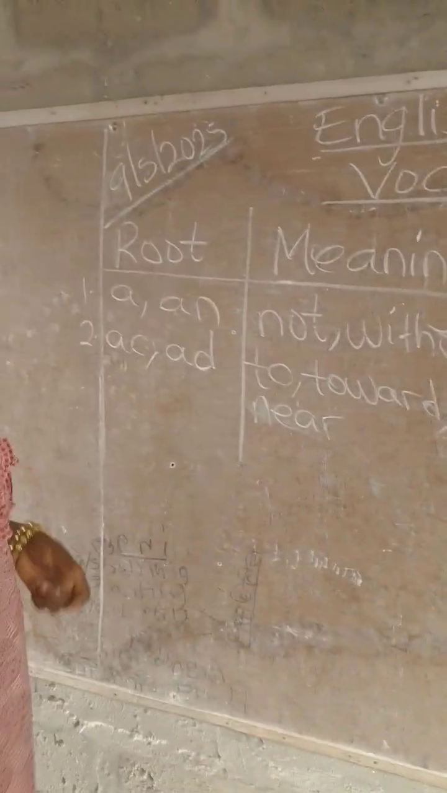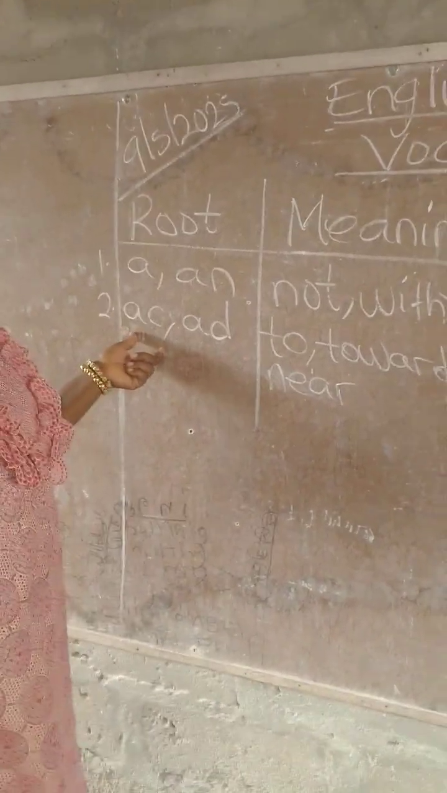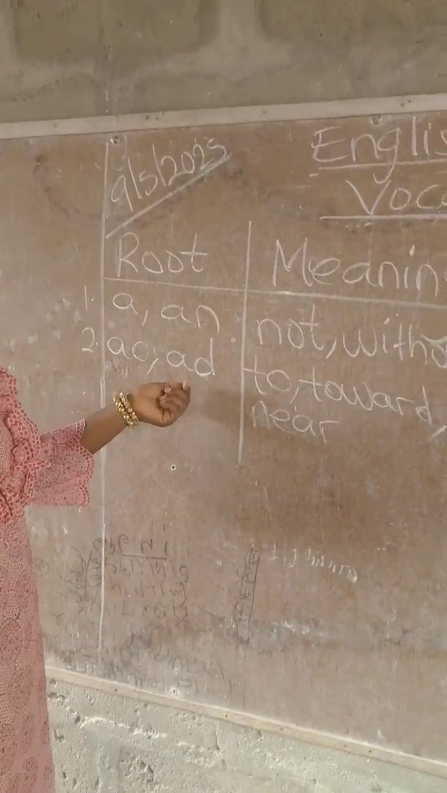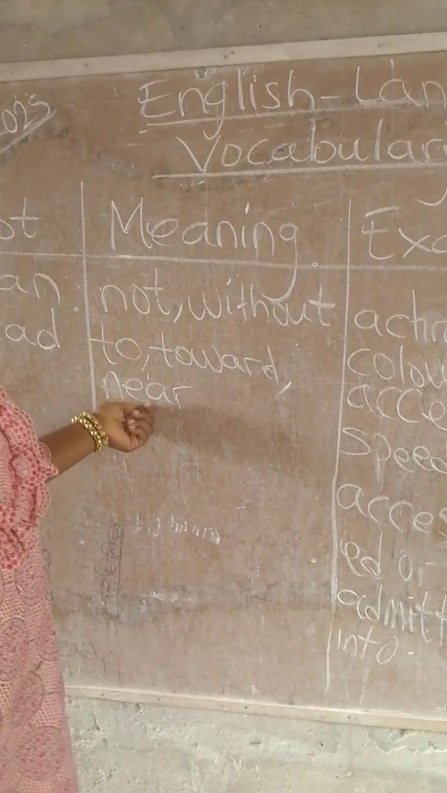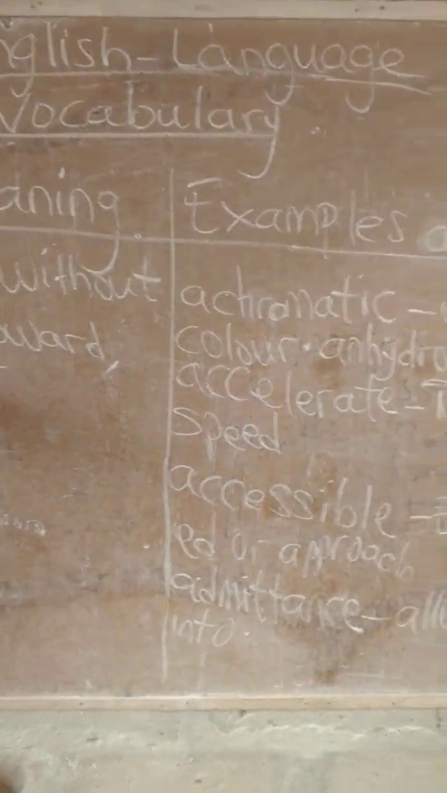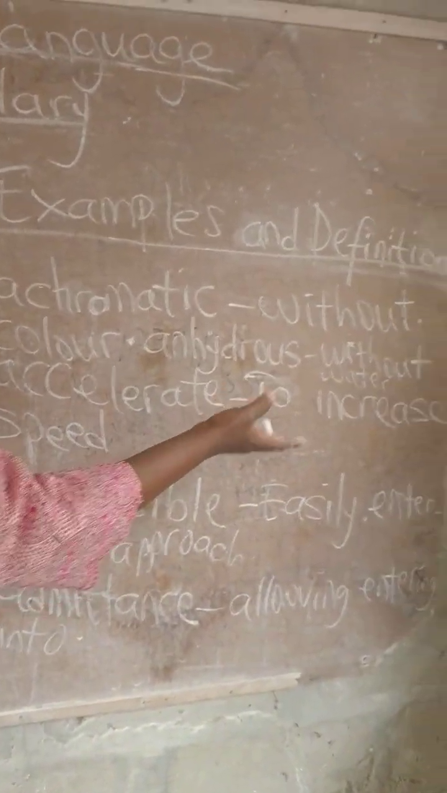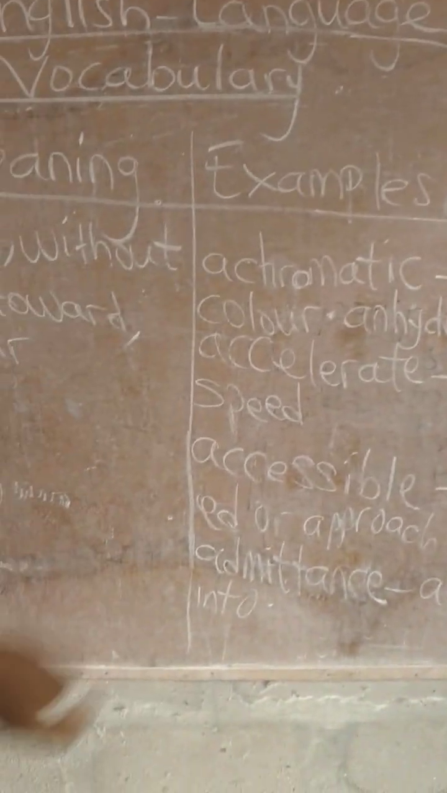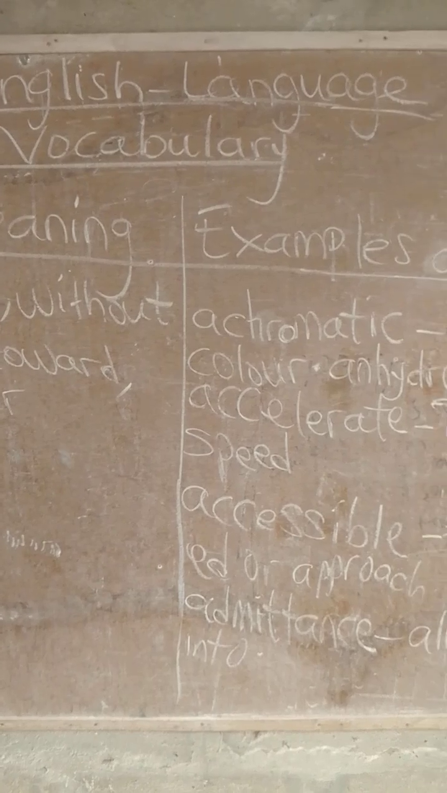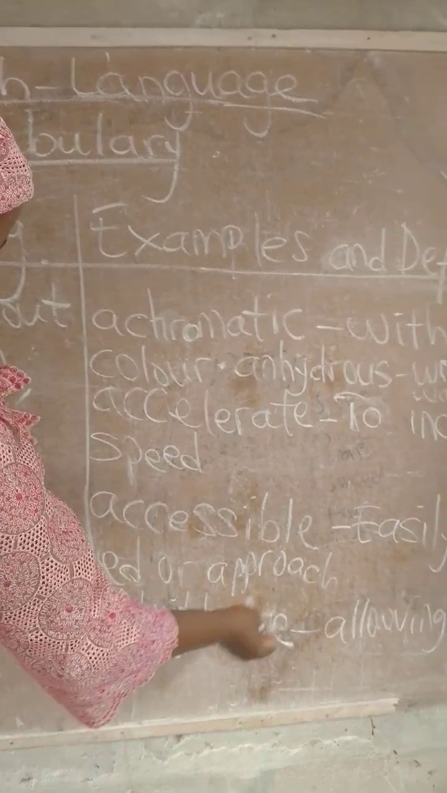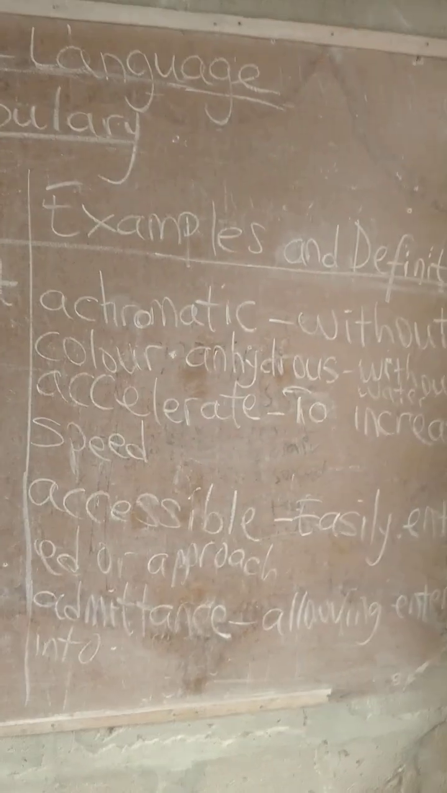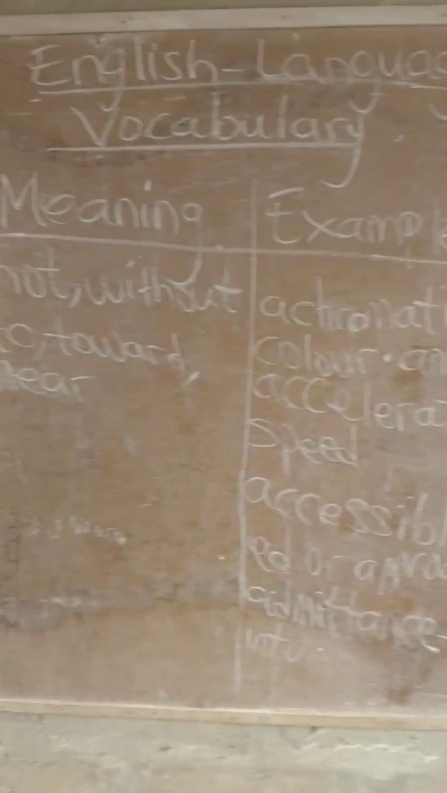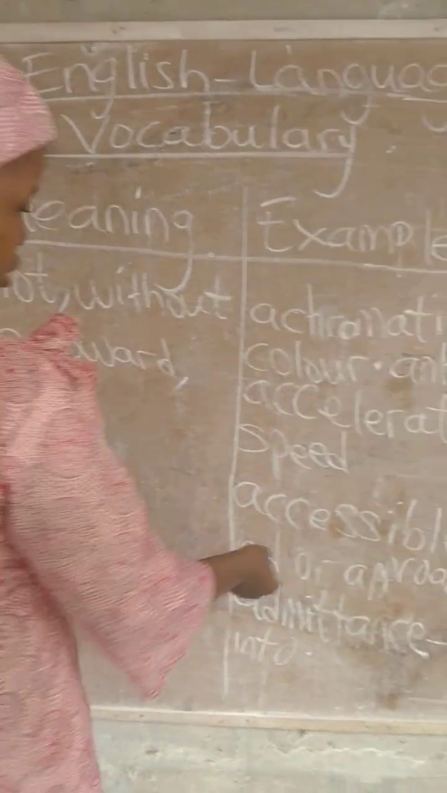And the next example is another root word, which is AC and AD, meaning to, towards, or near. And AC, like accelerate, to increase speed, an acceleration form. Then AD, that is admittance, allowing entry into. When you allow something to take place, allow entry into. Accessible, easily entered or approached.